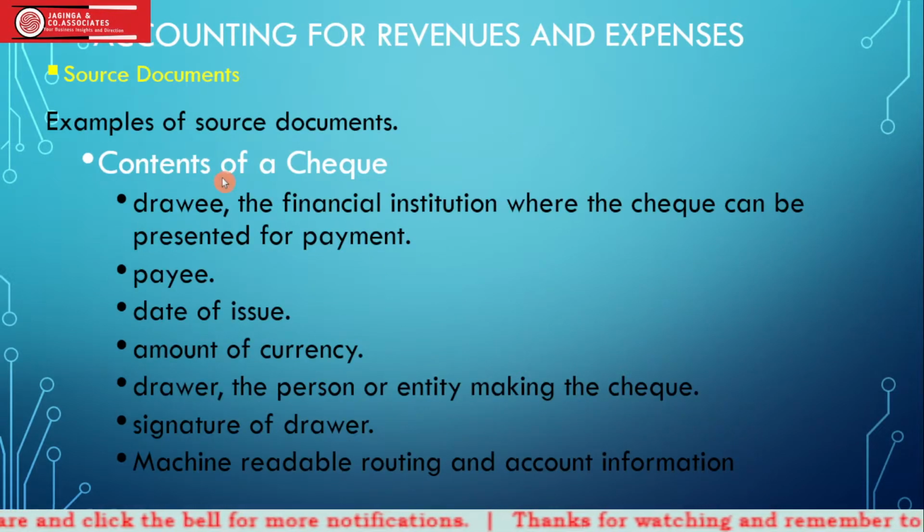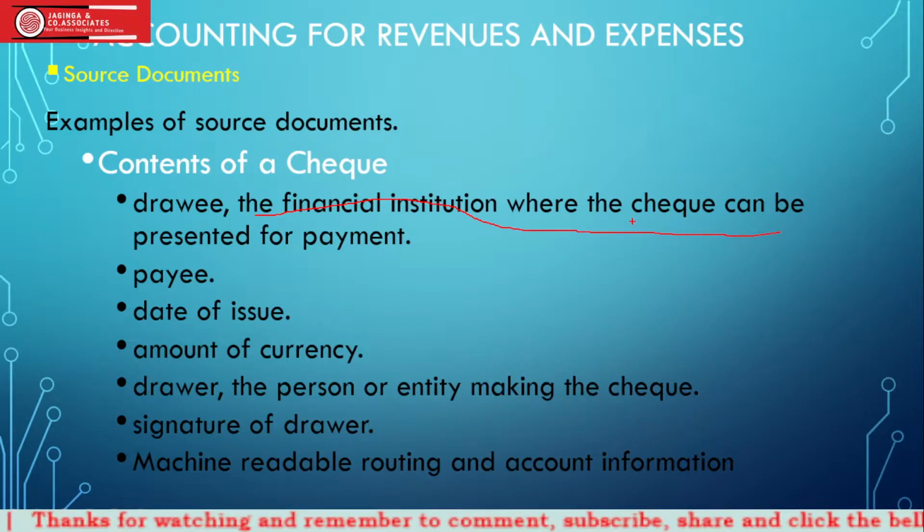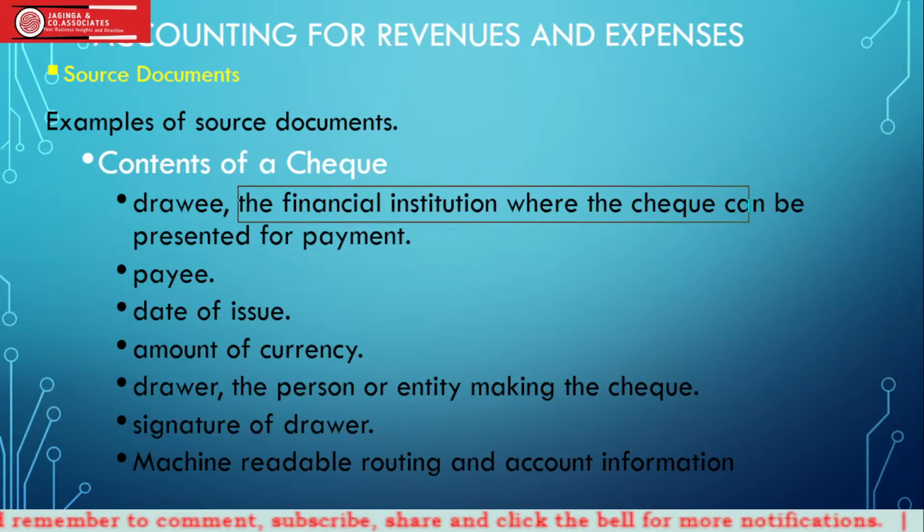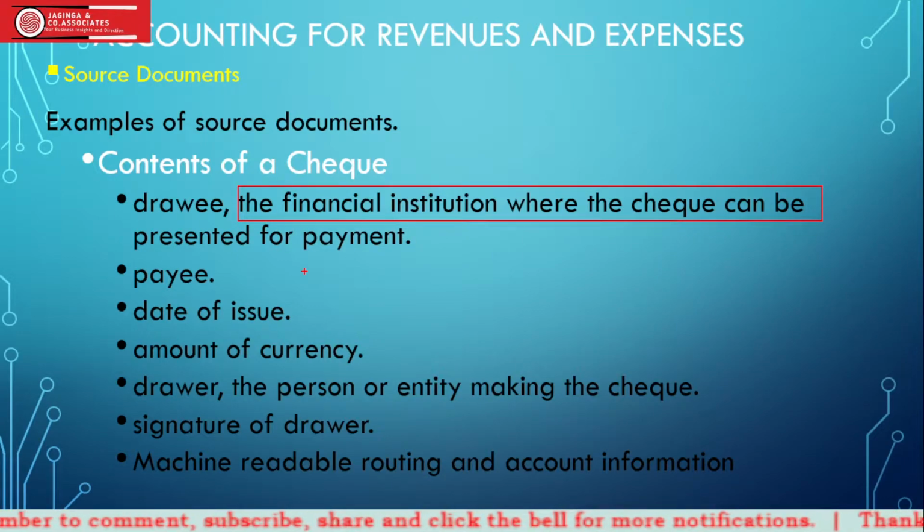So we also have contents of a cheque. The cheque must have standard contents. So we have the drawee, and the drawee is the financial institution where the cheque can be presented for payment. So we are saying the drawee is the financial institution where the cheque can be presented.